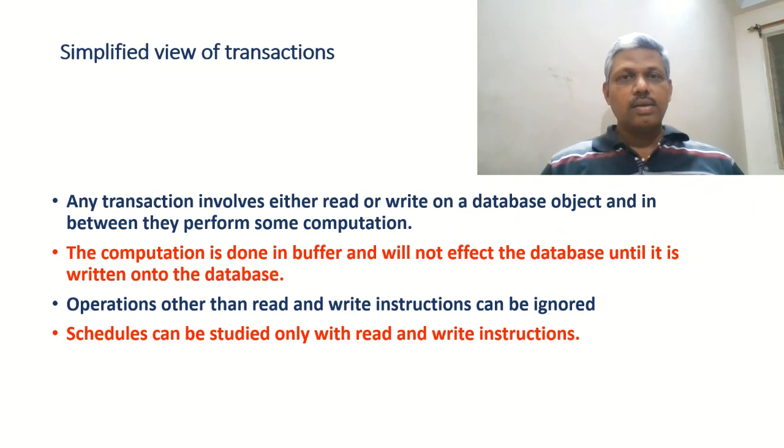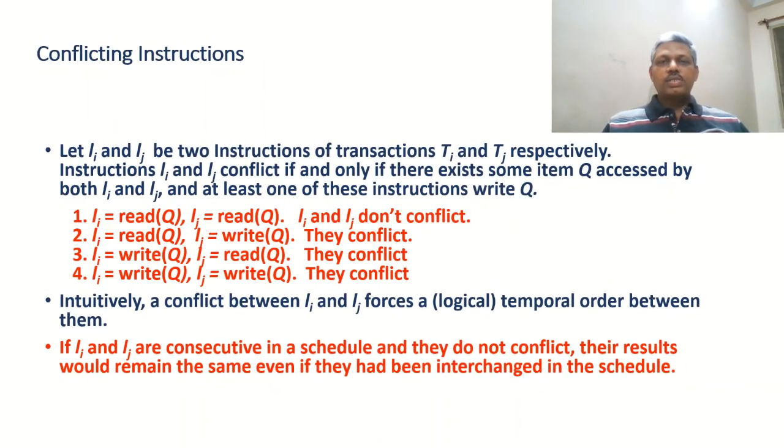then even if two instructions are not conflicting with each other, there are two possibilities. Non-conflicting means either they operate on the same database object, but both of them are reads, or those instructions are operating on two different database objects. Under these circumstances, even if I interchange the instructions in a schedule, they are not going to create any inconsistency in the database.